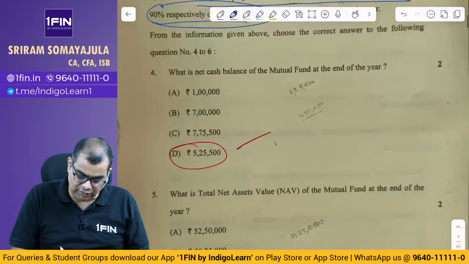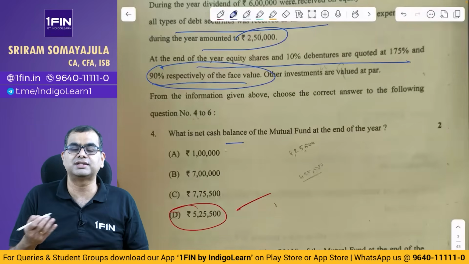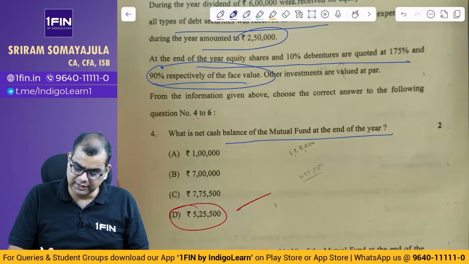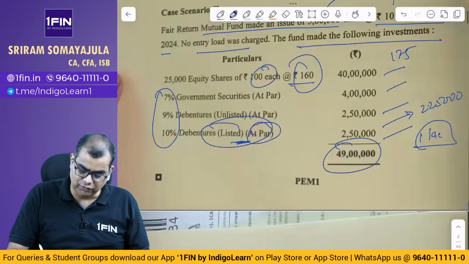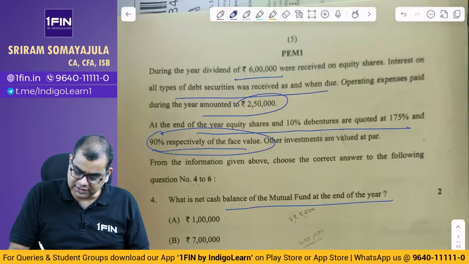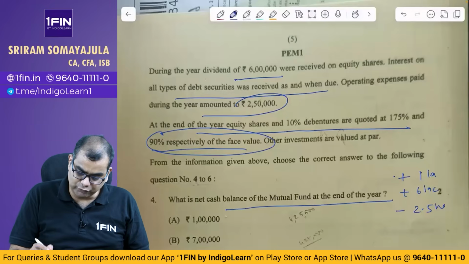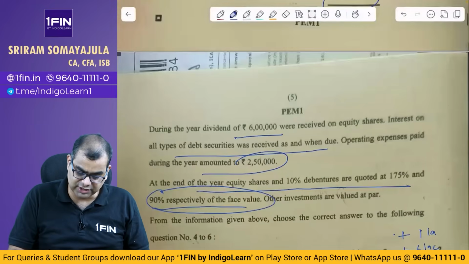Right. Now, what is the first question? What is the net cash balance of the mutual fund? See, opening you had 1 lakh cash. So to 1 lakh cash, plus 6 lakhs you have received as dividend, then minus expenses of 2.5 lakhs. Then you also received all the interest, everything that is due.